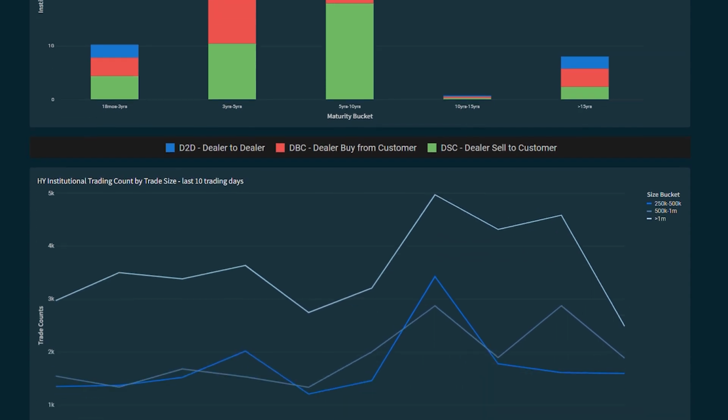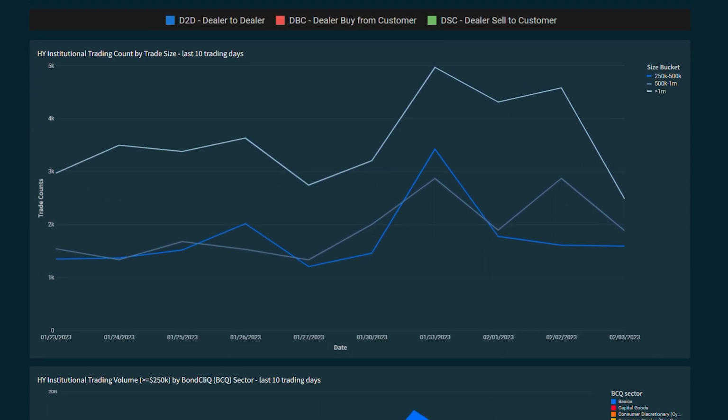Scrolling down, these line graphs display institutional trade count by trade size over the last 10 trading days. Hover over any of these 3 size buckets to highlight the line graph displaying trade counts of 250,000 to 500,000, 500,000 to 1 million, and those greater than 1 million. You can also hover over any segment of an individual line to open a window containing that day's trade count separated by trade size over the last 10 days.